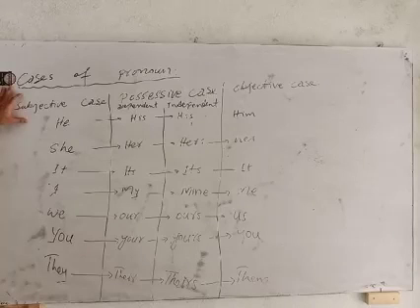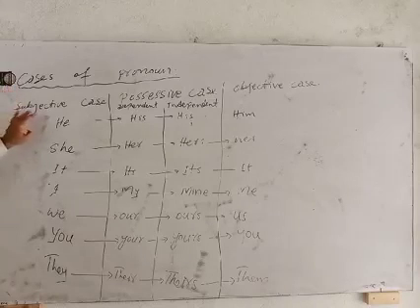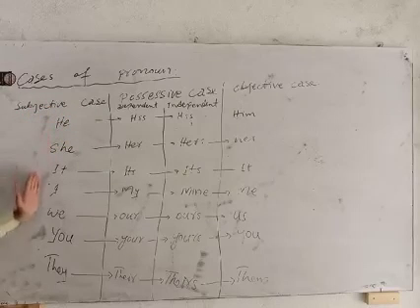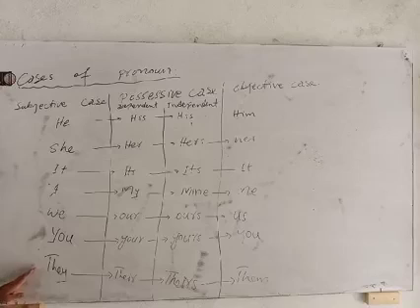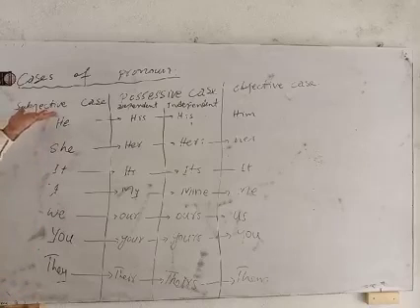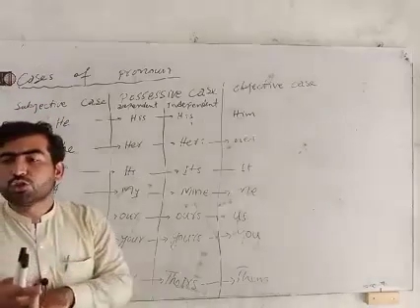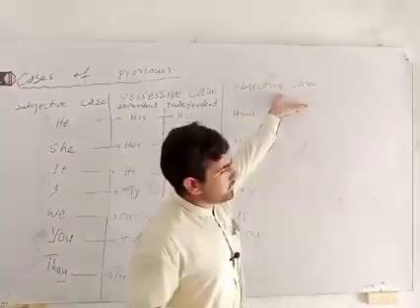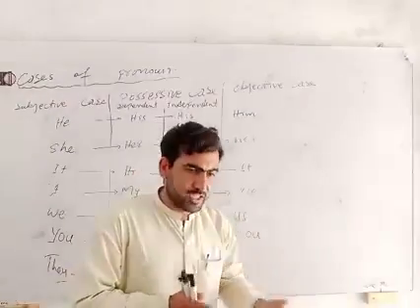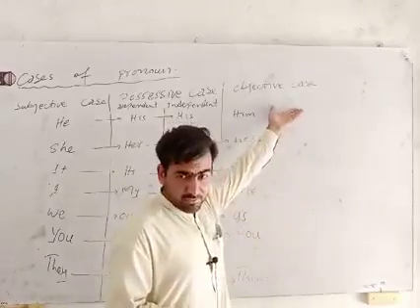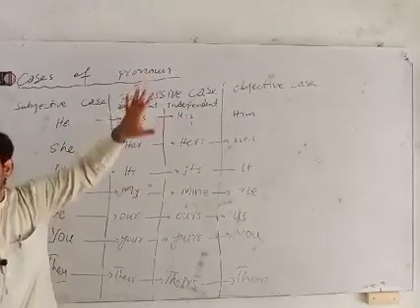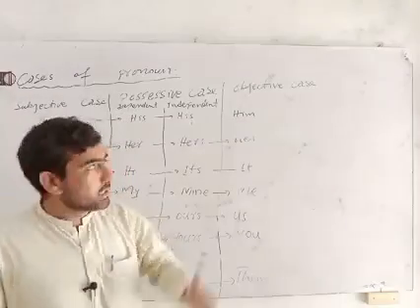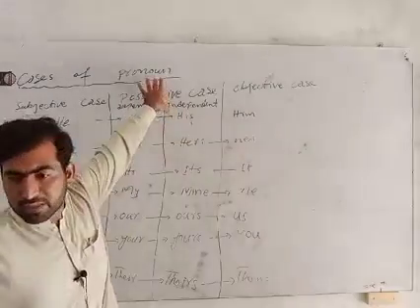These are self-explanatory. For example, if you say that this is subjective case, it means these pronouns are used in the subject of the sentence. It can be defined the same way: a pronoun which is used in the subject of the sentence is called subjective case. Then objective case: a pronoun which is used in the object of the sentence is called objective case. And a pronoun which shows us possession, which shows us ownership of something, is called possessive case.